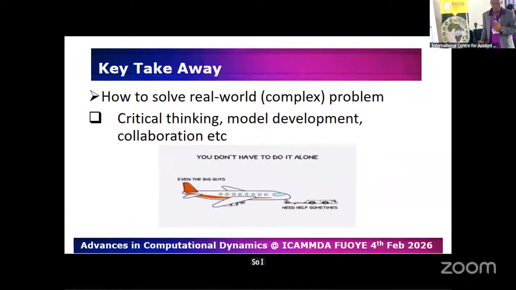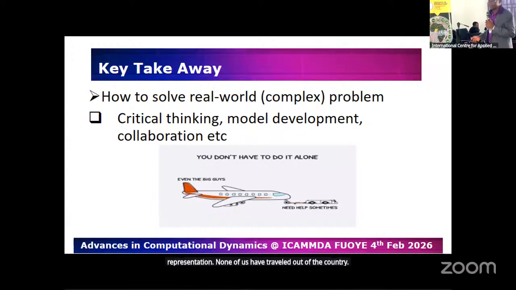So I get this pictorial representation. Many of us have traveled out of the country. When you look down from the window of your aircraft, you will see your plane being dragged by just a small car. So that's why about this: you don't have to do it alone. Even the big guys, look at this big guy with more than 300 passengers on board with their loads and everything. He needs help from just this small car to push it out.